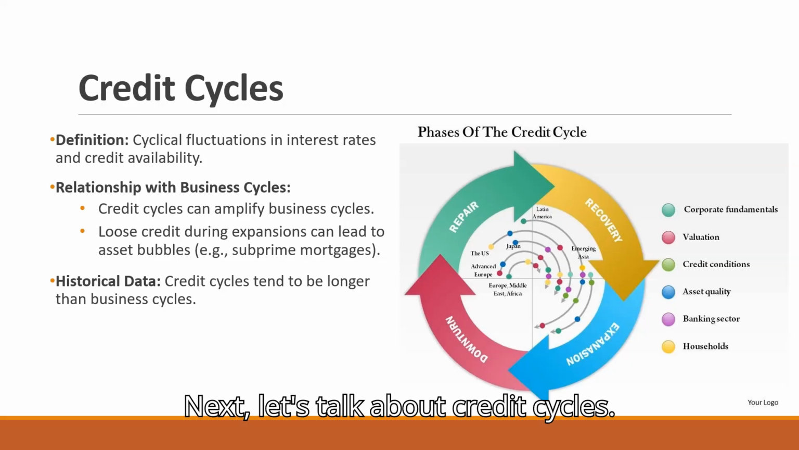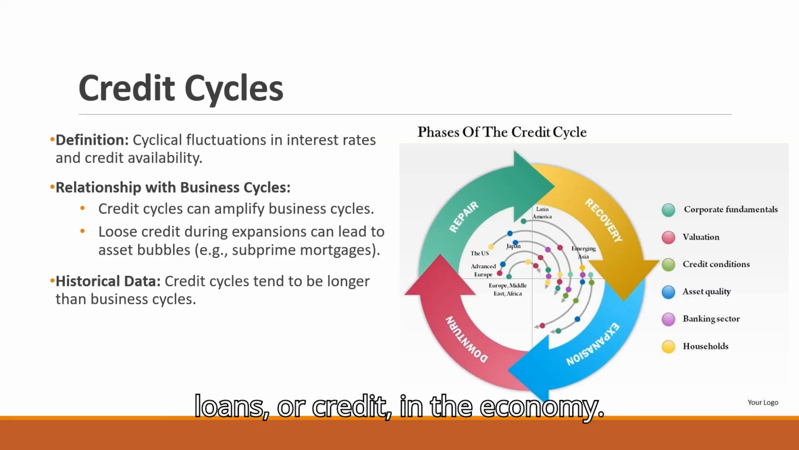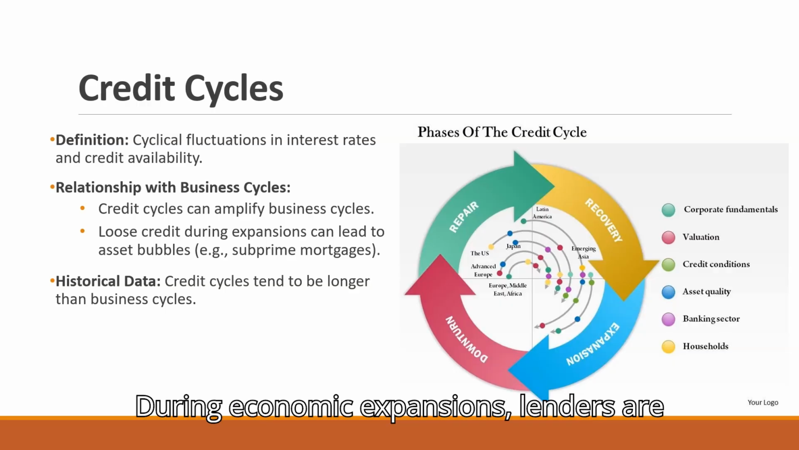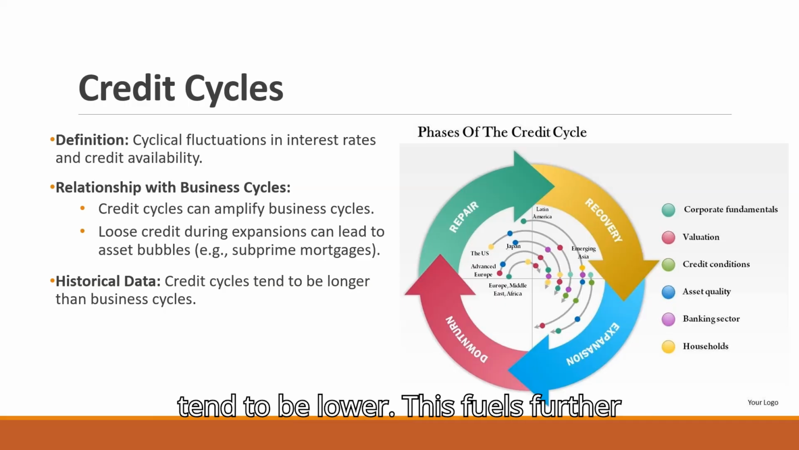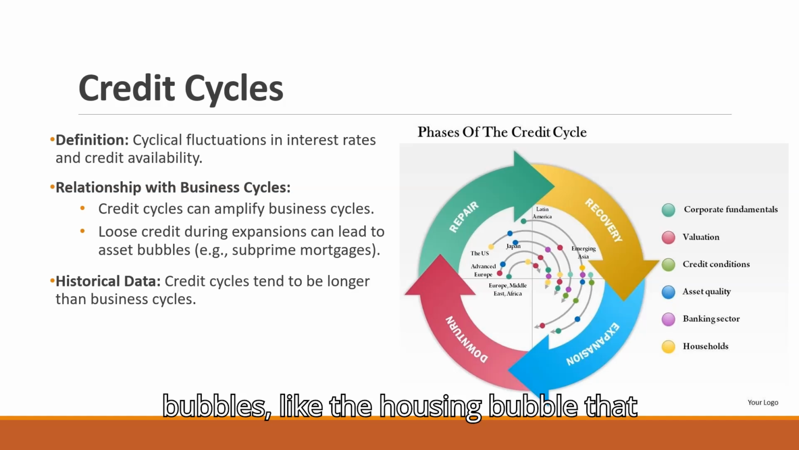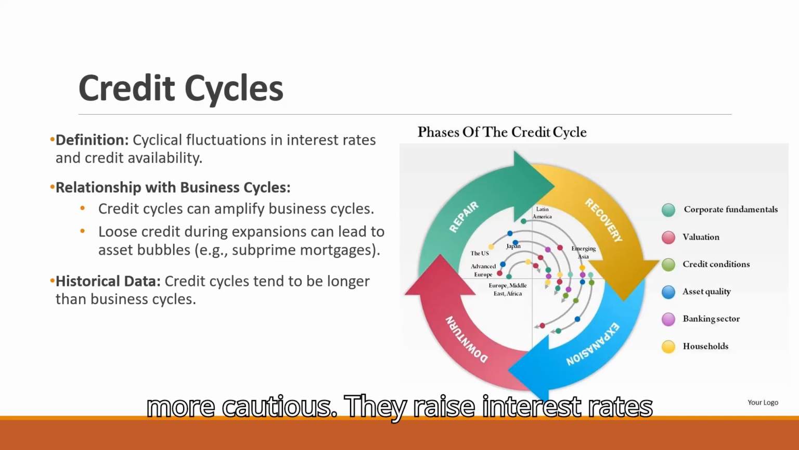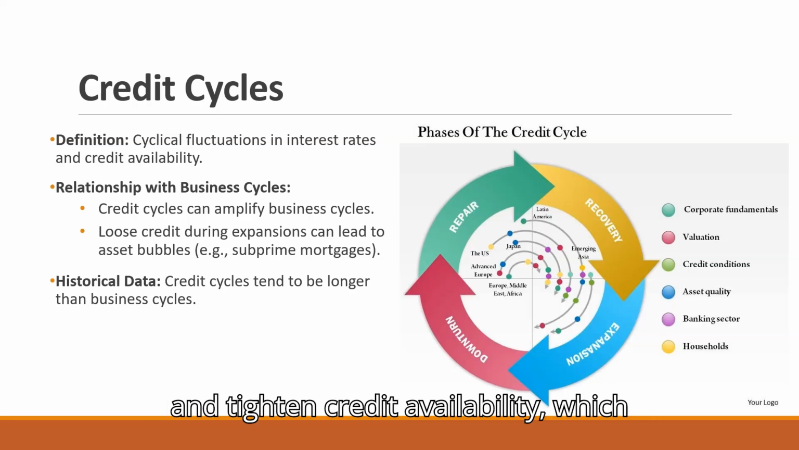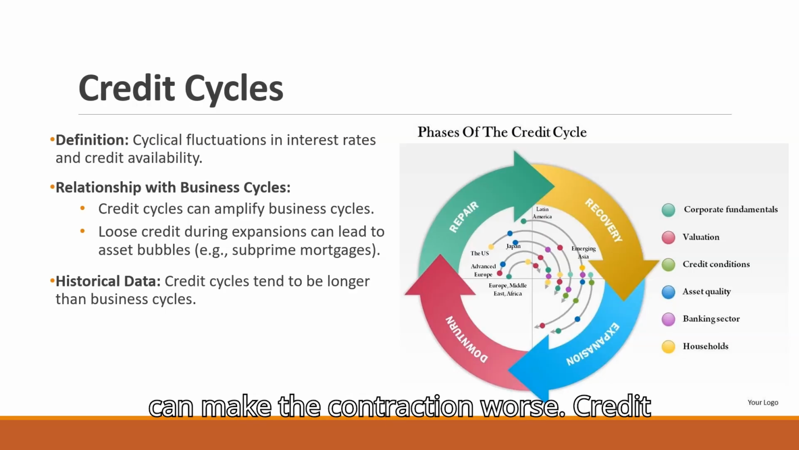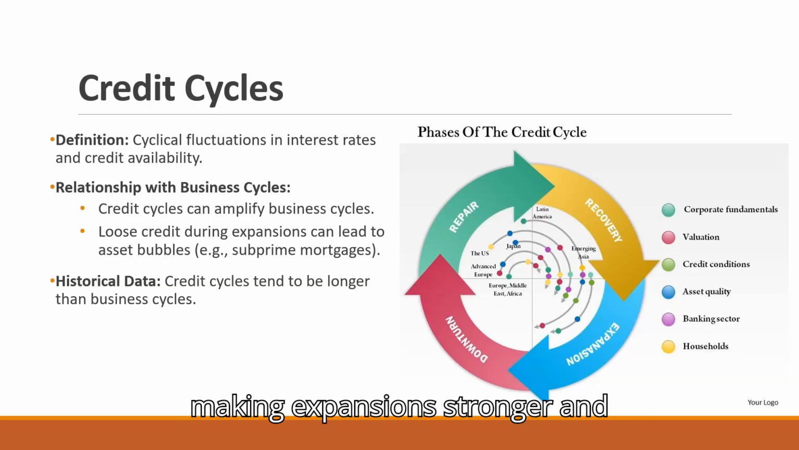Next, let's talk about credit cycles. Credit cycles refer to the fluctuations in interest rates and the availability of loans, or credit, in the economy. During economic expansions, lenders are more willing to lend, and interest rates tend to be lower. This fuels further growth but can also lead to asset bubbles, like the housing bubble that contributed to the 2007 to 2009 financial crisis. During economic contractions, lenders become more cautious. They raise interest rates and tighten credit availability, which can make the contraction worse. Credit cycles often amplify business cycles, making expansions stronger and contractions deeper.